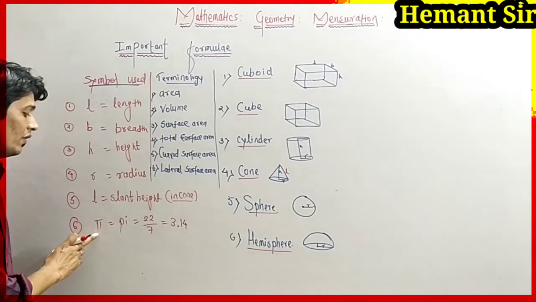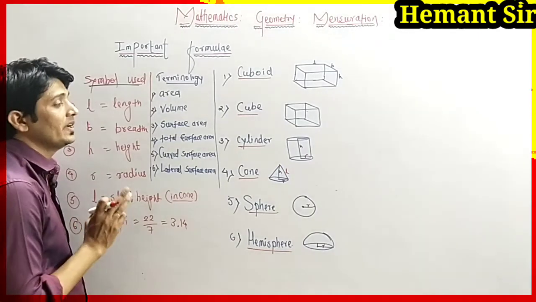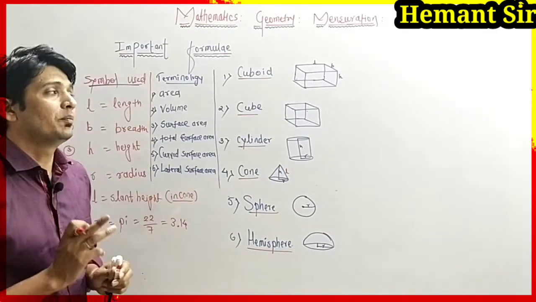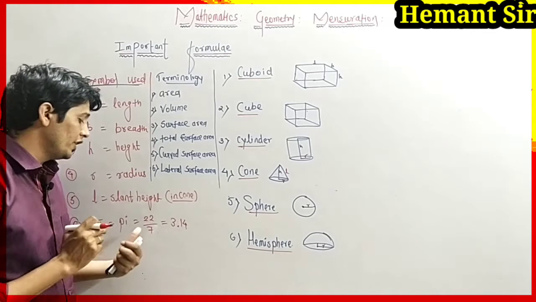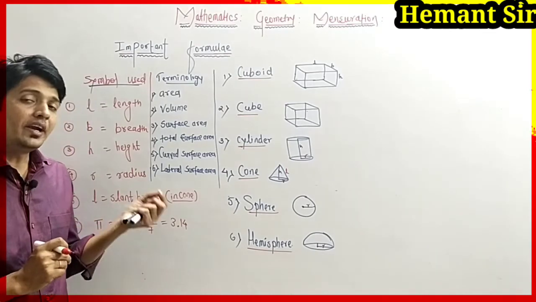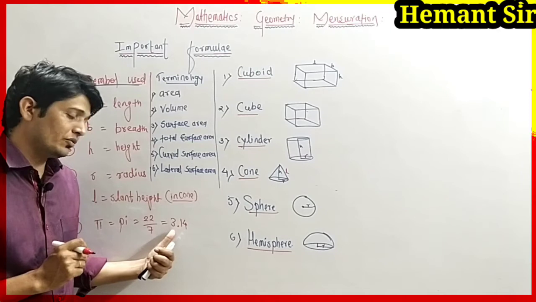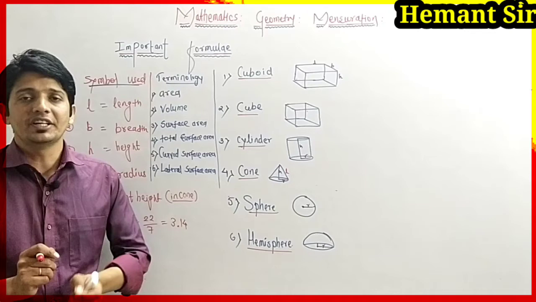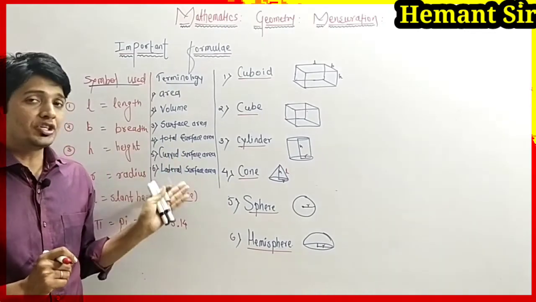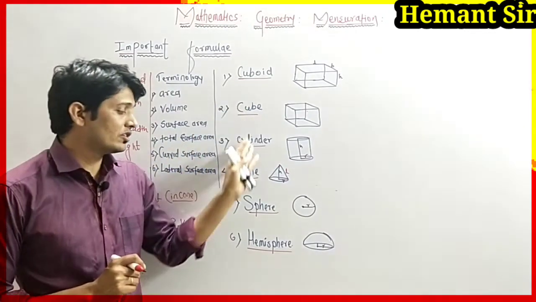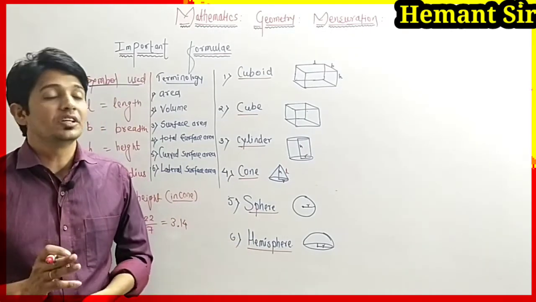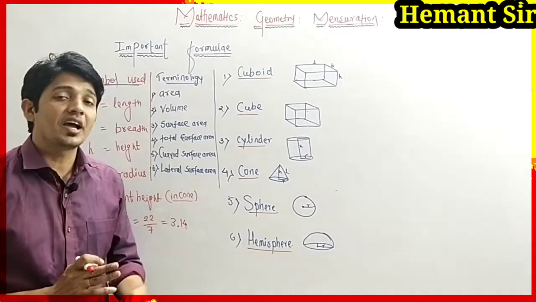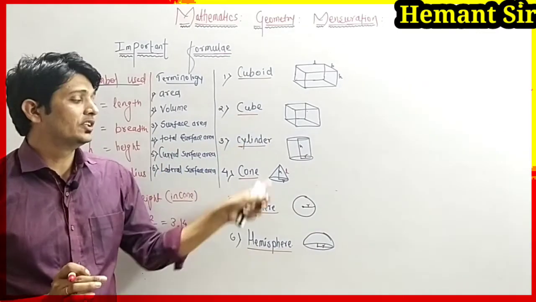Then we have pi. When we measure the area where the circular part is used, there pi is used. Its value is 22 divided by 7, or in decimal we use 3.14. We use only 2 points after the decimal. So this is the terminology, these are the symbols, and these are the objects whose area, volume, surface area, total surface area, curved surface area and lateral surface area we are going to measure.